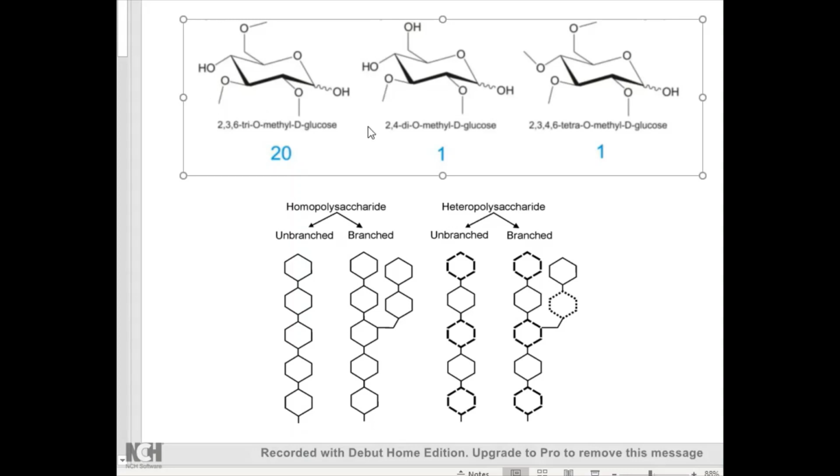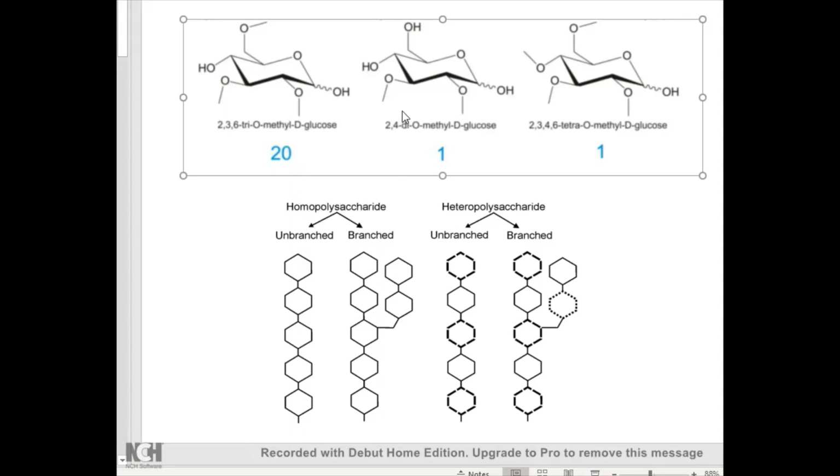So the ratio of the first product to the other 2 is 20 to 1 to 1. So I have my ratio here. This original polysaccharide most likely was a homopolysaccharide with a branched structure like this. And let me tell you why.